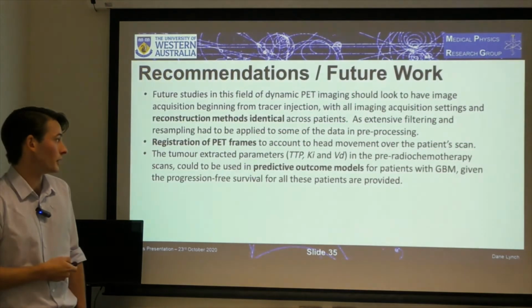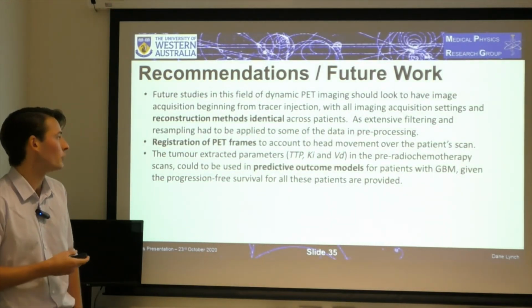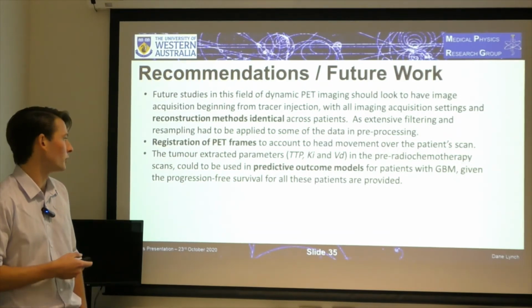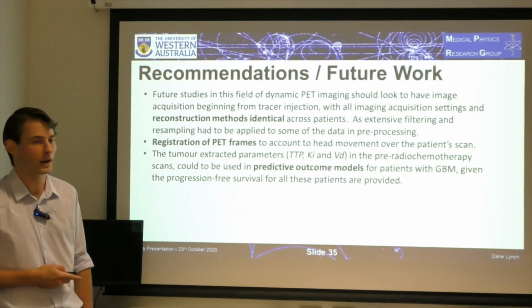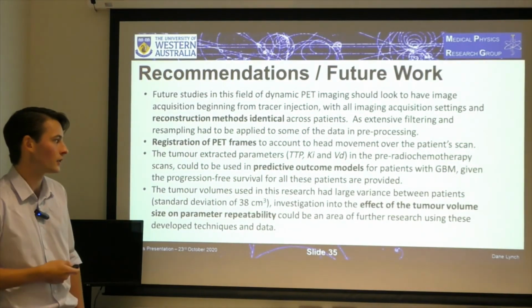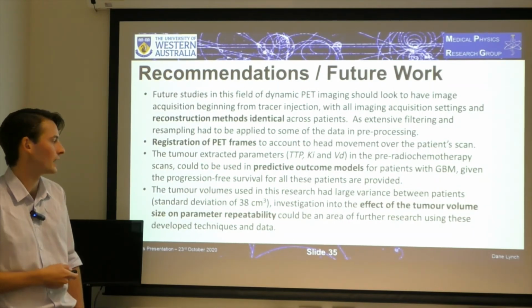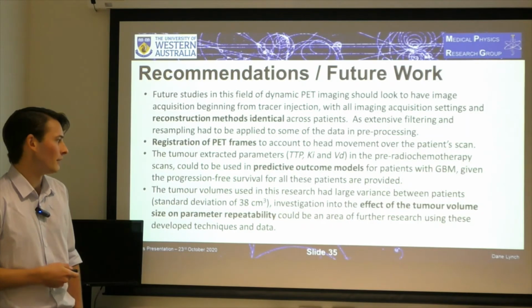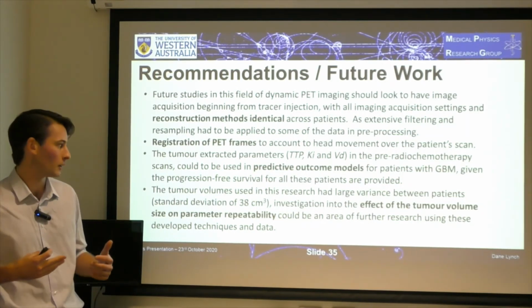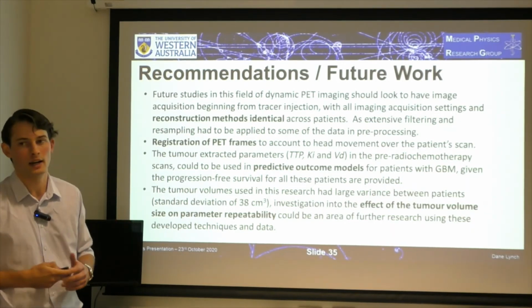The tumour extracted parameters in this study, particularly in the pre-radiochemotherapy scans, could be used in predictive outcome models for patients with glioblastoma, given the progression-free survival of all these patients is provided. Finally, the tumour volumes used in this research have a large variance between patients, with a standard deviation of 38 centimetres cubed. Investigation into the effect of the tumour volume size on the parameter repeatability could be an area of further research using these developed techniques and data.